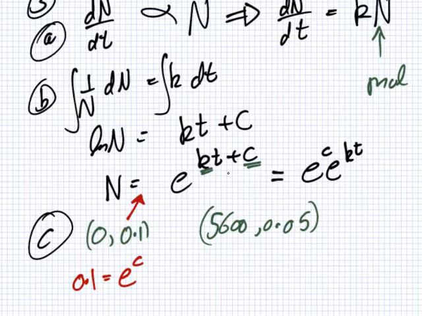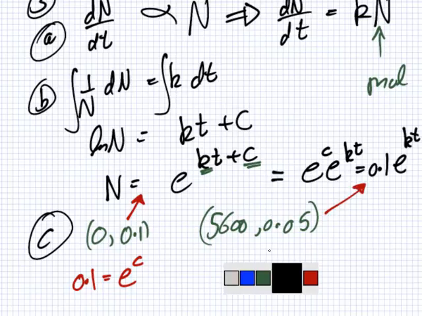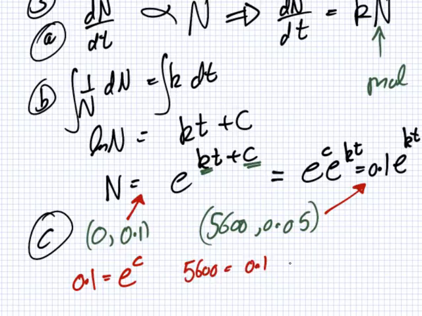So I think what is useful is if you rewrite this as e^C times e^(kt), from the first rule of powers, e^(a+b). Does that make sense? Now we know what e^C is, 0.1. So you can rewrite this as 0.1 e^(kt). And now we can put this point in. I can't find C from this one. Oh, yeah, you can, with log. Yeah, but I don't need to use logs, because the C is gone now. So now I get 0.05 equals 0.1 e^(5600k).